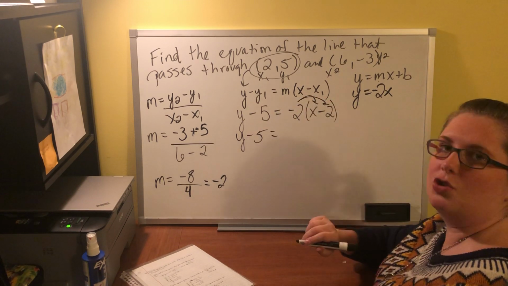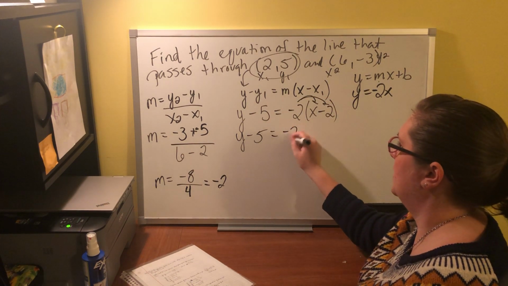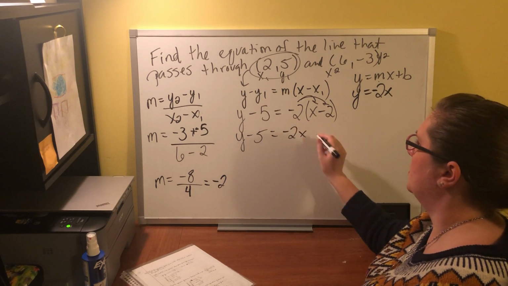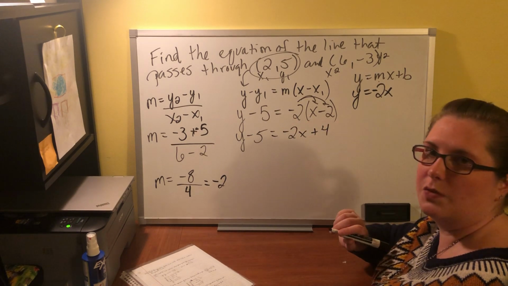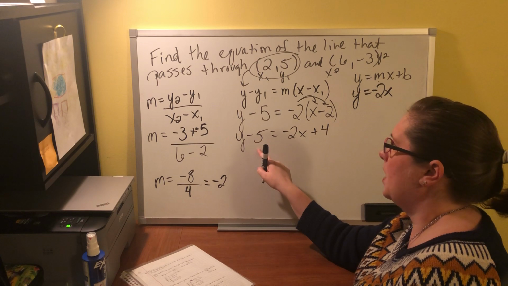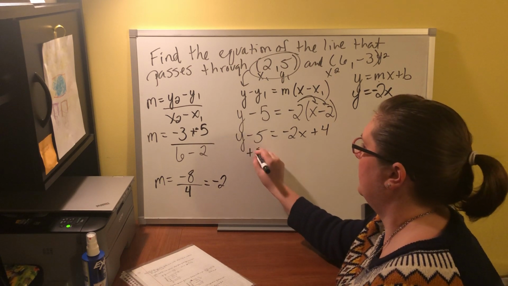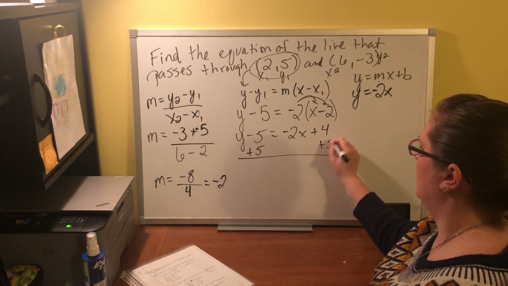I would go ahead and distribute the negative 2. So negative 2 times x is negative 2x. Negative 2 times negative 2, positive 4. Now I need to get y by itself, so I'm going to go ahead and add 5 to both sides.